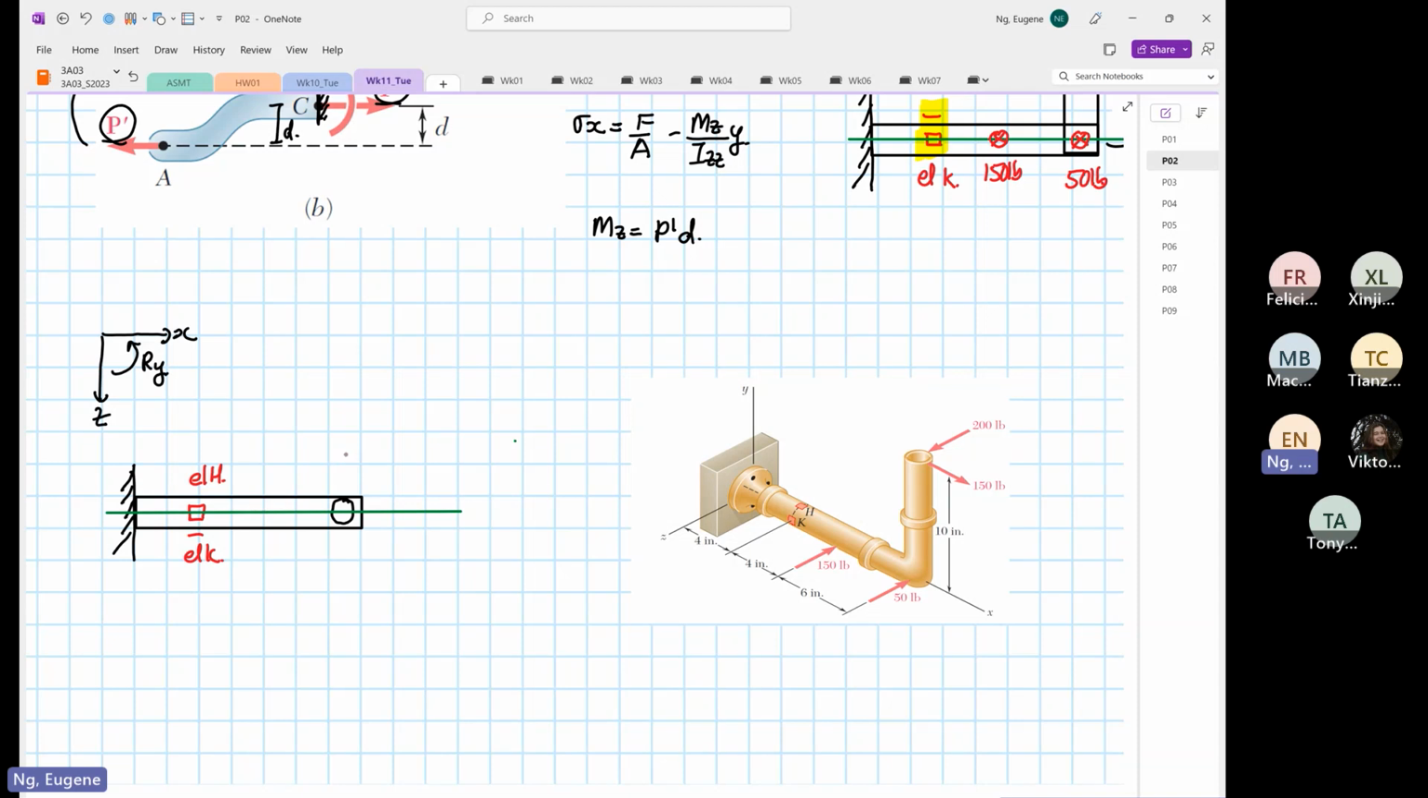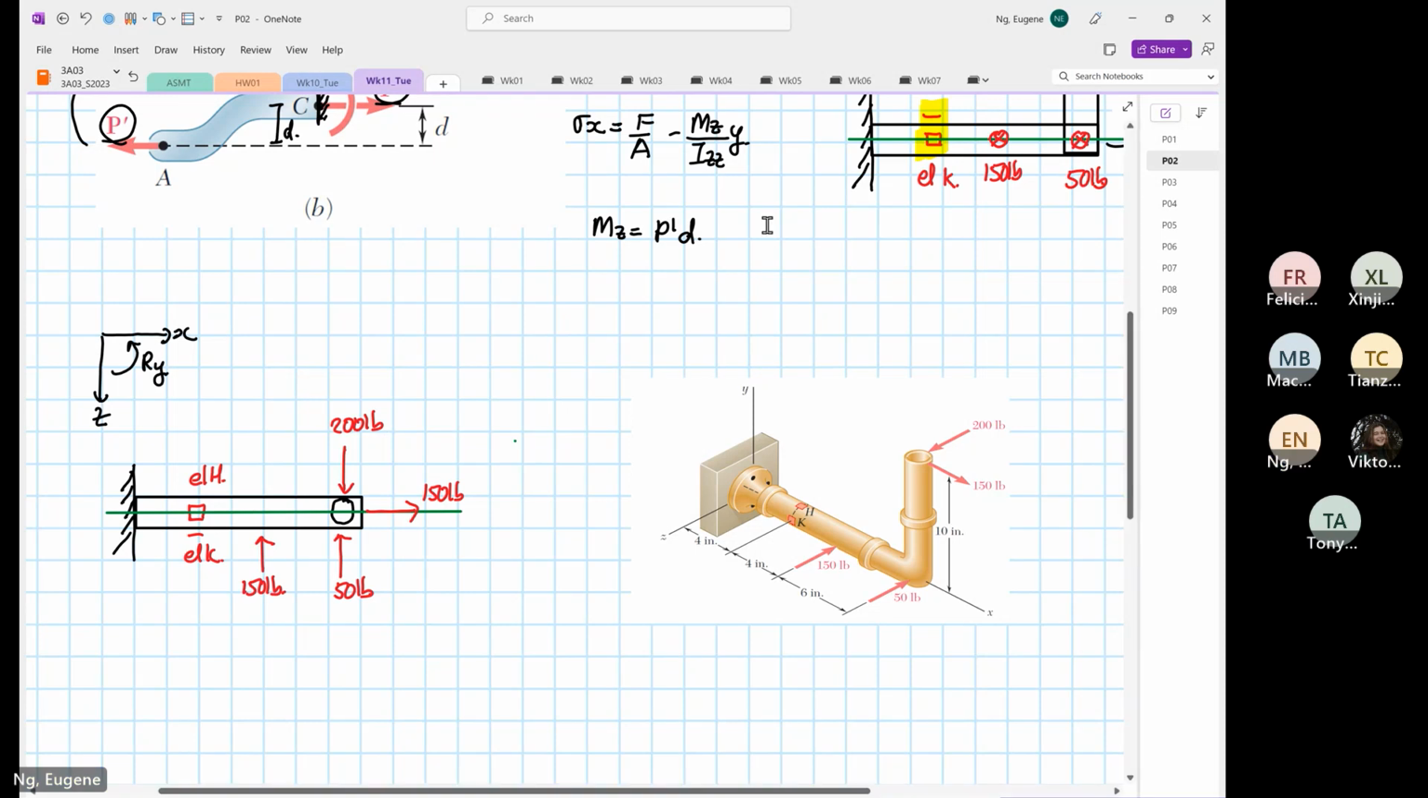So we have a force over here at 200 pounds. And then we have a force over here. Now you can see the axial load, right? 150 pounds, right? But we already know the 150 pounds is going to induce a tensile stress. We know already, okay? Then you have 50 pounds. And then over here, we have 150 pounds. Okay. Right.